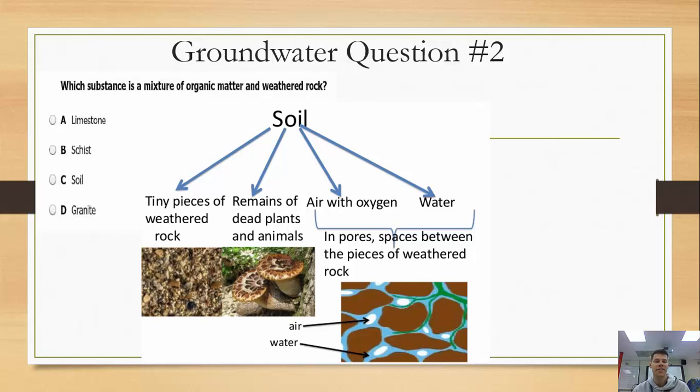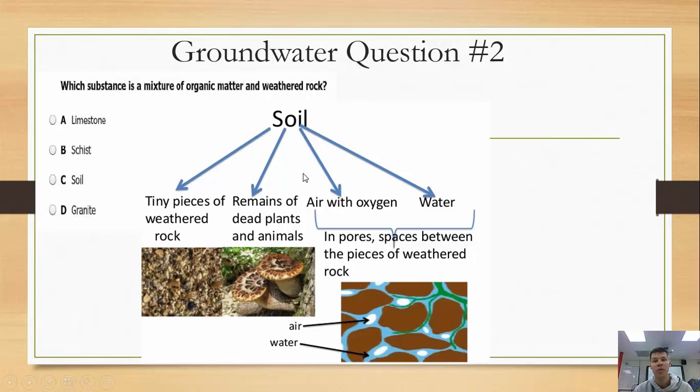Which substance is a mixture of organic material, which is the remains of dead plants and animals, as well as living plants and animals, and weathered rock, which is just right here, tiny pieces of weathered rock, broken down chunks of rock. So that's the definition of soil. So our best answer here is C, soil.